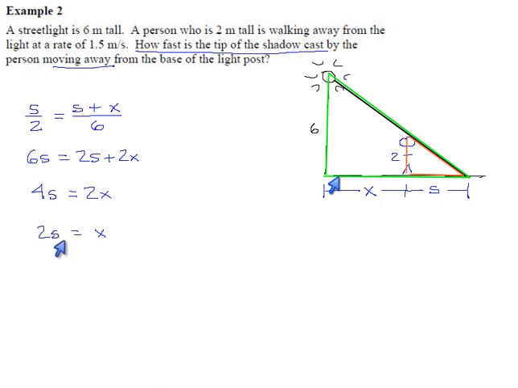The main thing we want to do with this is they've given us how fast the person's walking away from the streetlight, how fast x is changing. That value right there is dx/dt. It's how fast x is changing as time changes, and the answer to that is 1.5 meters per second. Positive because x is getting bigger. So if we differentiate this, well, first we get 2 ds equals dx, divide both sides by dt, and now we have a rate equation.